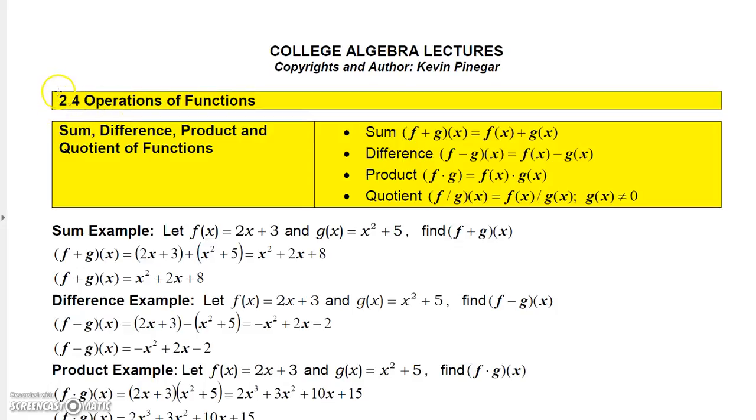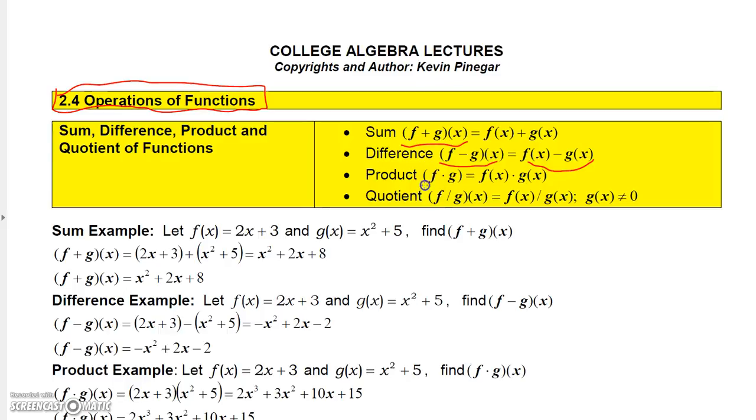Okay, now we're going to talk about section 2.4, which is operations of functions, in this college algebra lecture series. Just like there are 4 mathematical or arithmetic operations, there are actually 4 operations with functions we can talk about. We can talk about the sum function, which is a function that represents the sum of 2 functions f and g. We can talk about the difference function, which is a function that represents the difference of 2 functions.